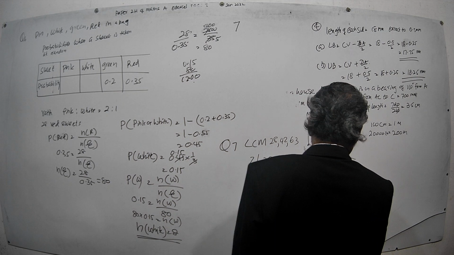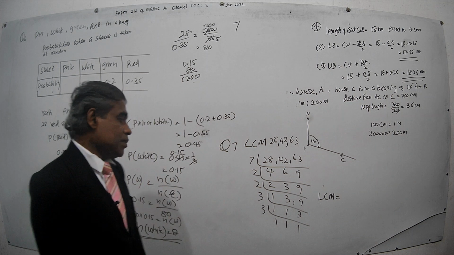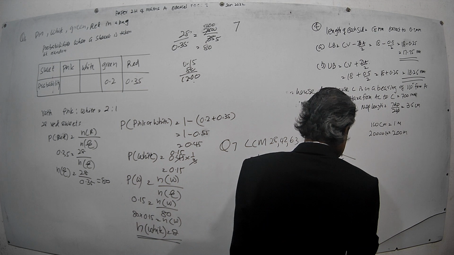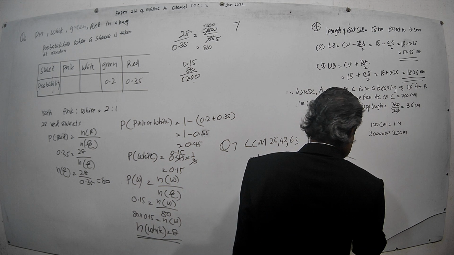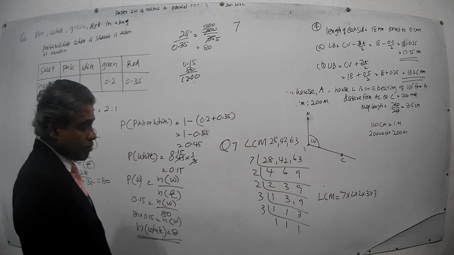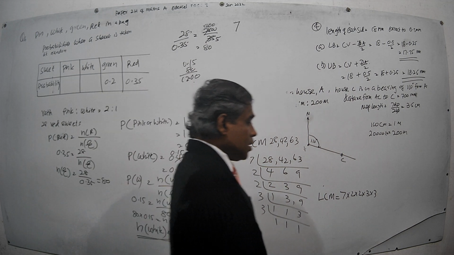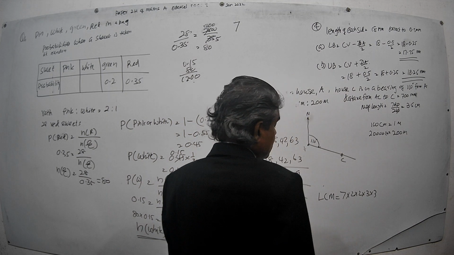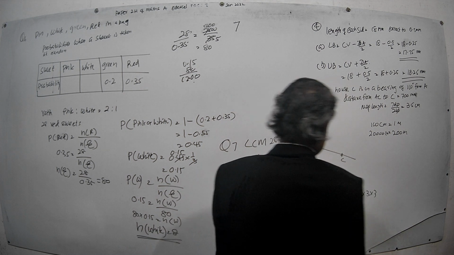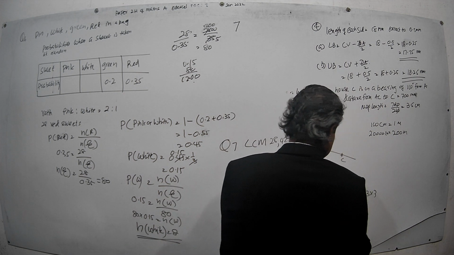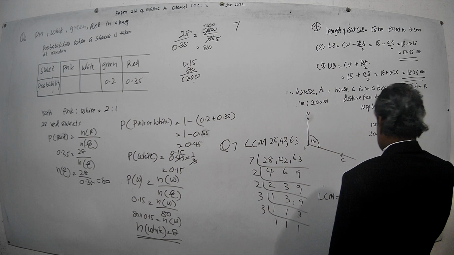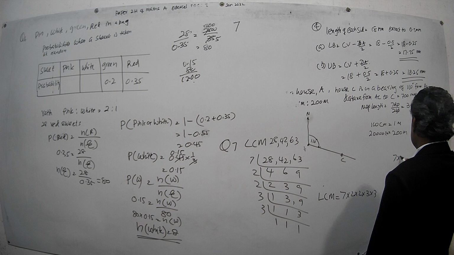LCM equals this common multiple, 7 into 2 into 3. Right, 7 into 2 into 2 into 3 into 3. What is that? That is 7 into 4 into 9, no? Then it will be 7 into 4. 7 into 4 is how much?